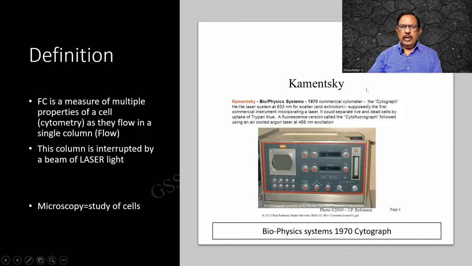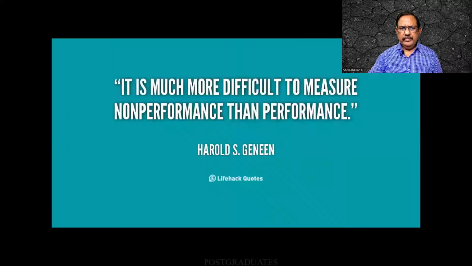This is one of the original flow cytometers designed by Kaminsky way back in 1970, and it was under biophysics. Now you find that whatever subjects we avoided, chemistry, physics and all, are all becoming part of medicine. It is much more difficult to measure non-performance than performance. A beautiful saying by Jenny.